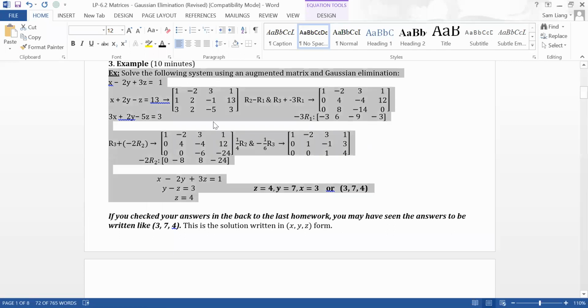Okay, does anyone still need this solution here? All right, if not, then I'll move on.